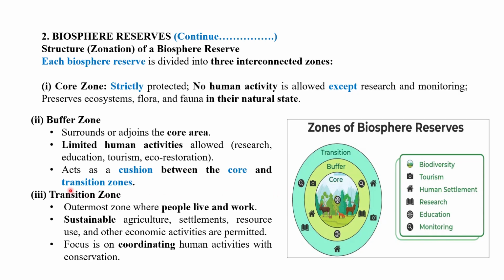Lastly, the outer boundary is the transition zone, the outer zone we can say. The outermost zone where people live and work. In this zone, people can live and also work. Sustainable agriculture can be carried out. Settlements, resource use, and other economic activities are permitted in the transition zone. Focus is on coordinating human activities with conservation. This is also carried out in the transition zone.